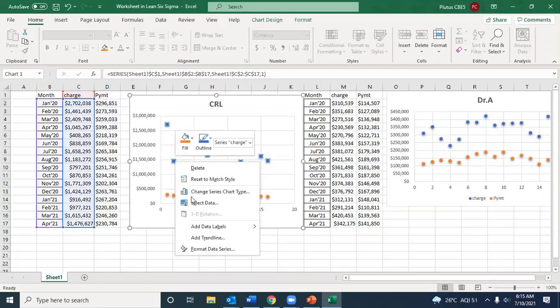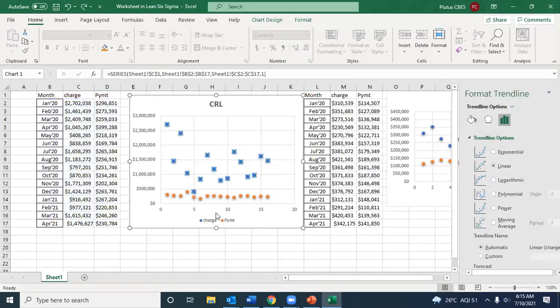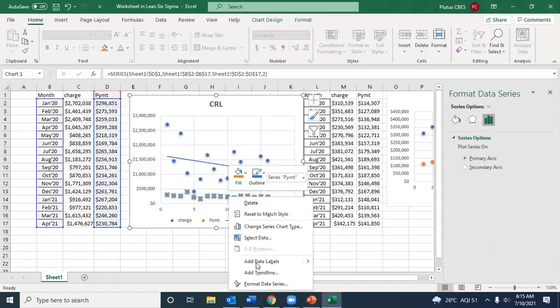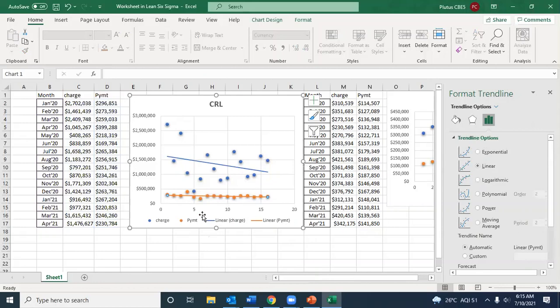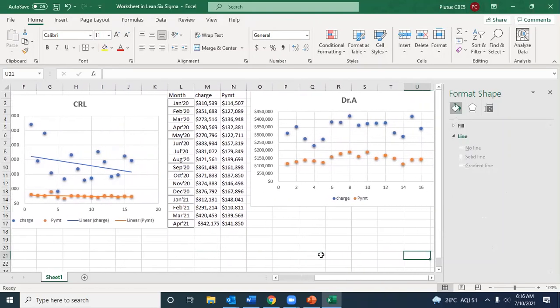See your trend line for your charges. Charges are going up and down, right? When you compare the same thing for your payment, see here, your payment flow is normal. Your charges are dropping down, but payment is going in the normal flow. That means there is no correlation between these two points. We will do the same thing for the other project.